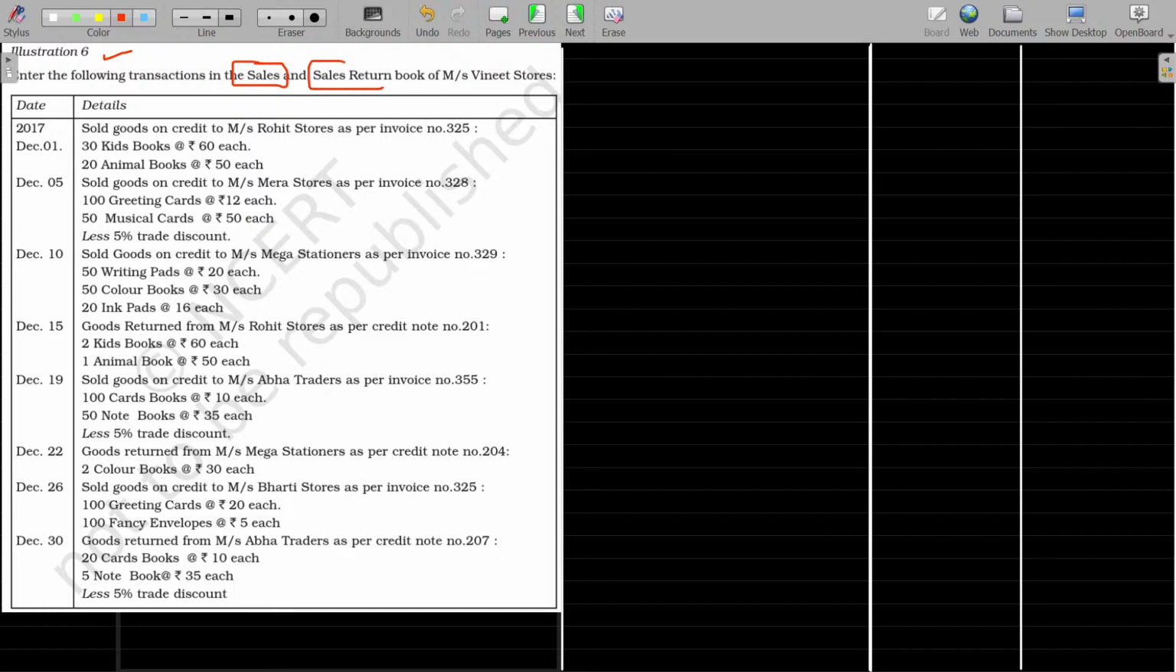And sales return book of Messrs. Vinith Stores. So in the books of Messrs. Vinith Store, we have to open sales and sales returns book. So sales book, another one is sales return book.